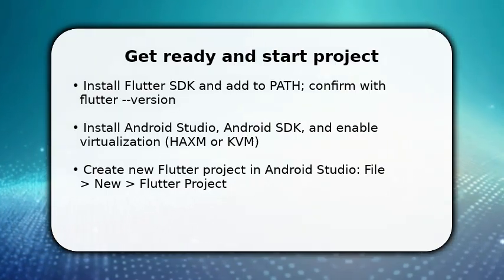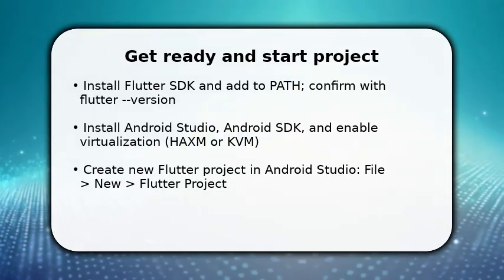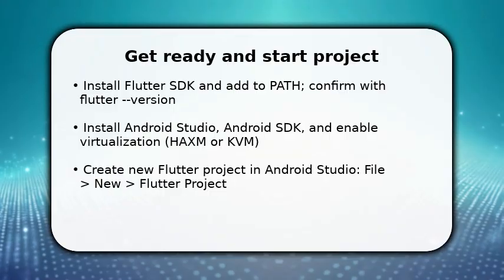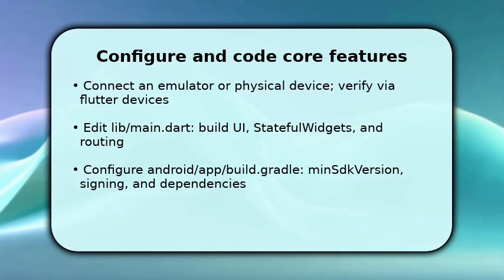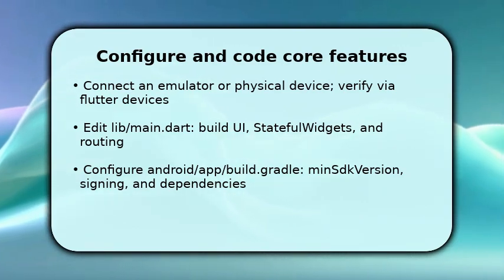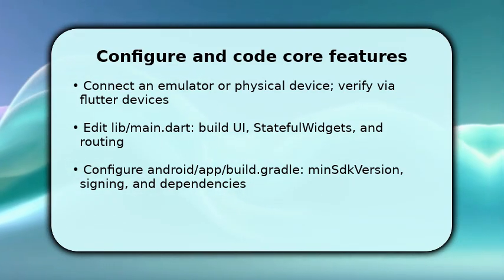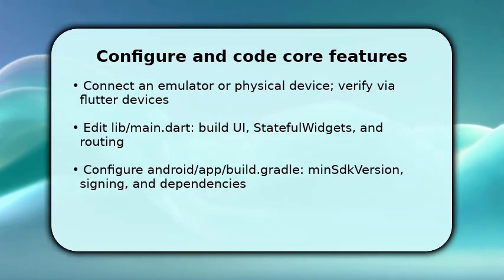When you create the project, pick an Android application template so you get the correct Gradle files and a runnable main.dart to edit immediately. Once your project exists, connect a device or launch an emulator and confirm Flutter devices shows it. Open lib/main.dart and replace the demo with a clear scaffold, add widgets, and manage state with a stateful widget or a chosen state management approach.